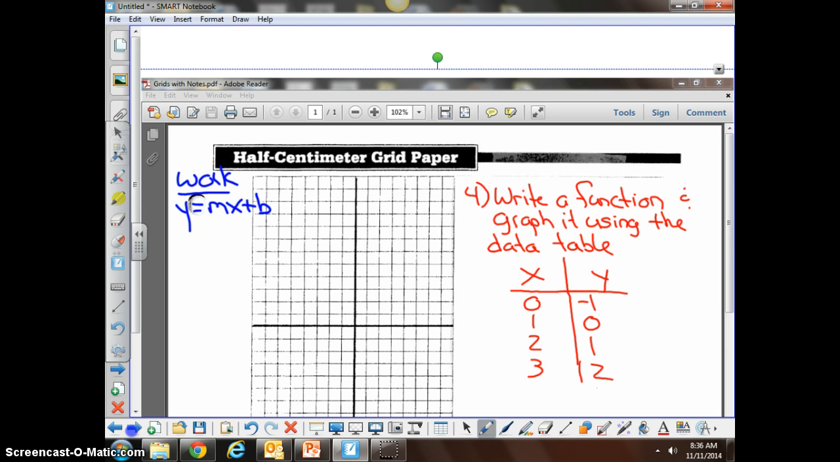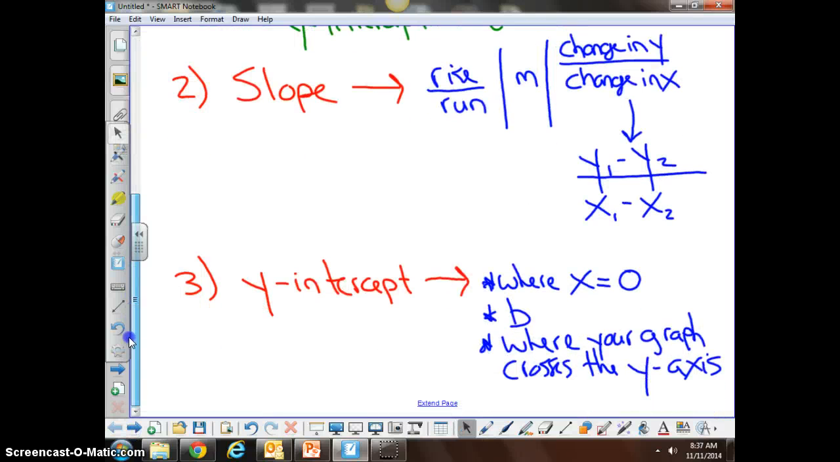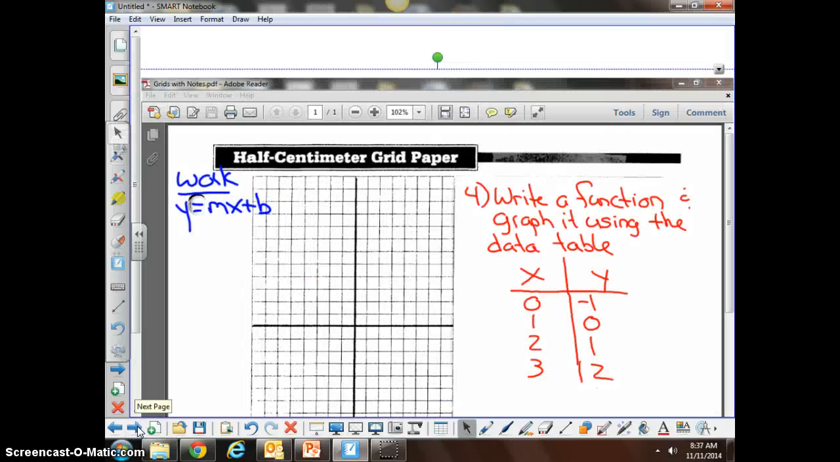I always recommend for kids to start off by finding the y-intercept. And as you know from back in our notes that we just talked about, the y-intercept is b, and the y-intercept is where your graph crosses the y-axis or where x is 0. On a problem like this, it's a little bit more helpful to find where x is 0. We see that x is 0, where y is -1. So we actually can write what b is.